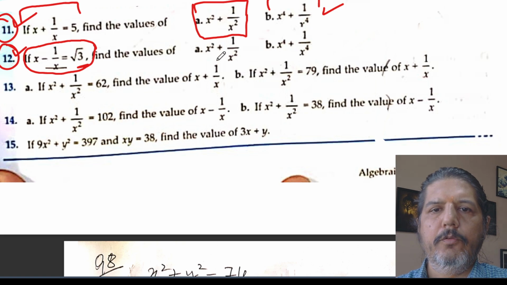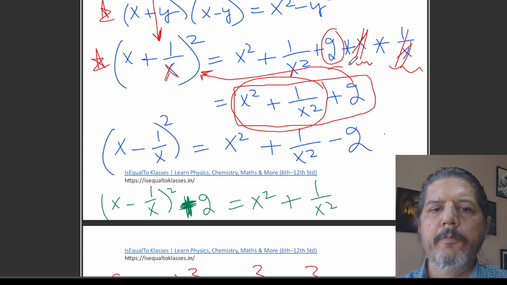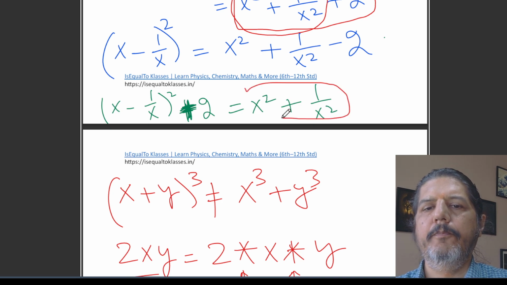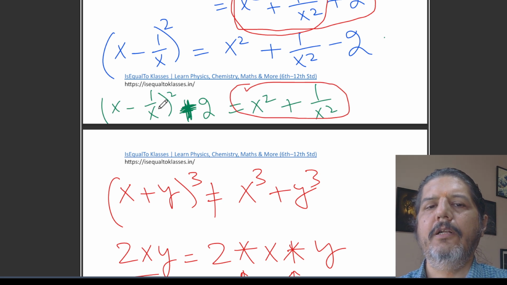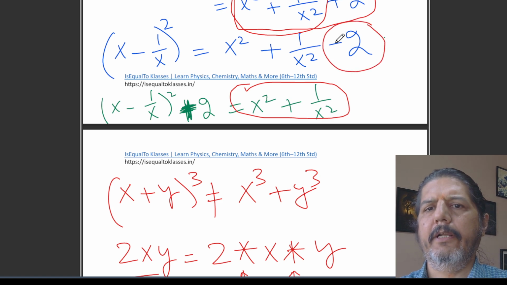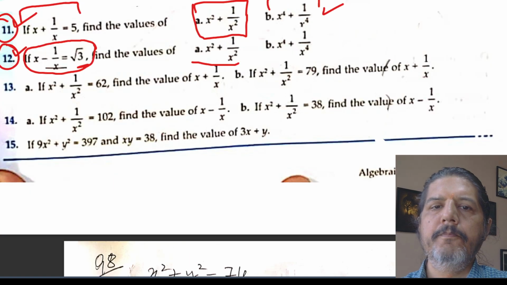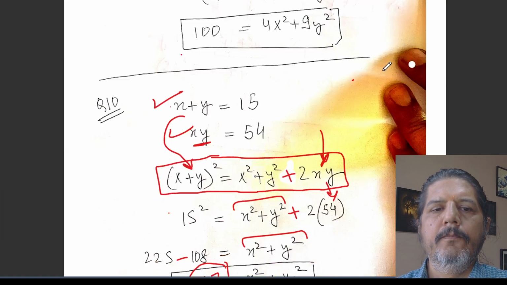To find the value of x square plus 1 upon x square, use the same expansion like we did before. x minus 1 upon x whole square is equal to x square plus 1 upon x square minus 2. So x square plus 1 upon x square would be equal to x minus 1 upon x whole square plus 2. Where did this plus 2 come from? This minus 2 will go to the other side. This is what we want. So let's look at the solution of question number 12.